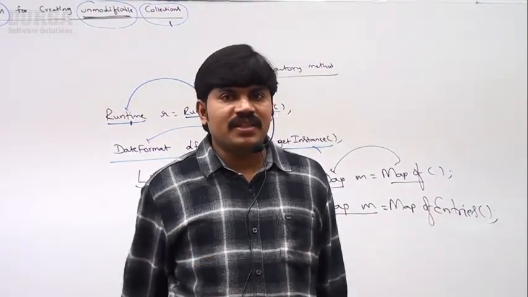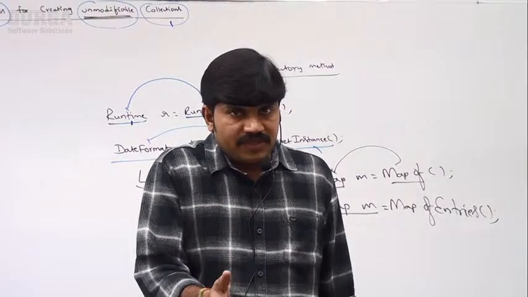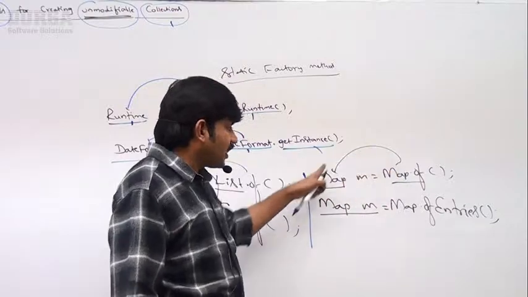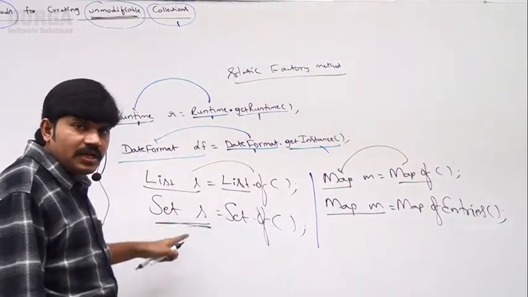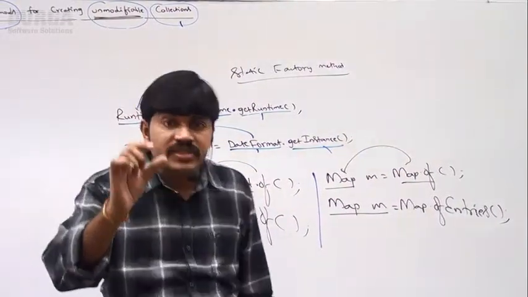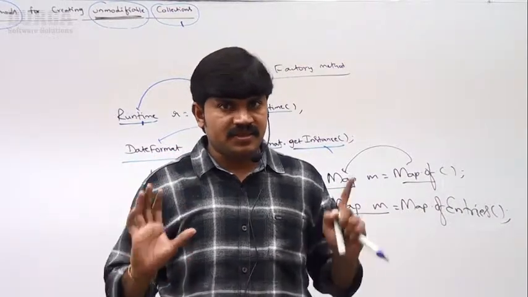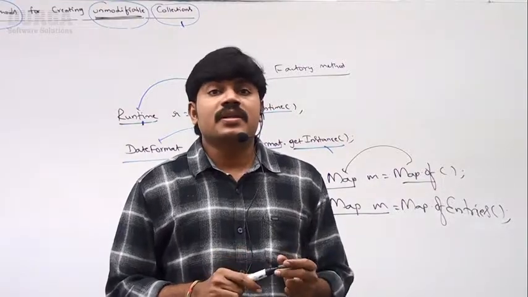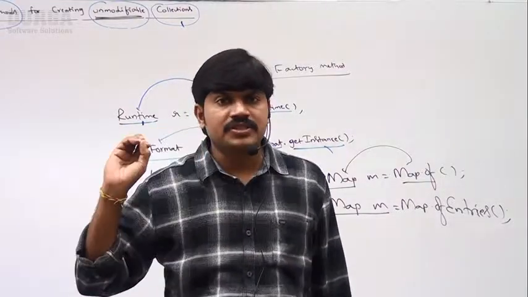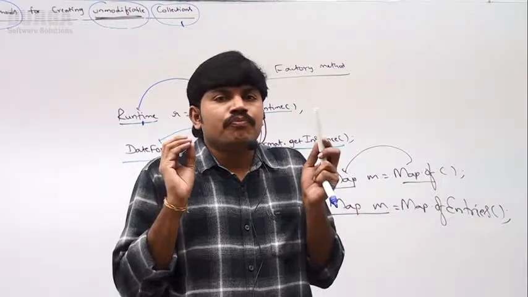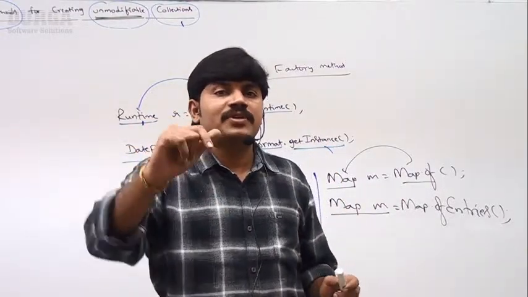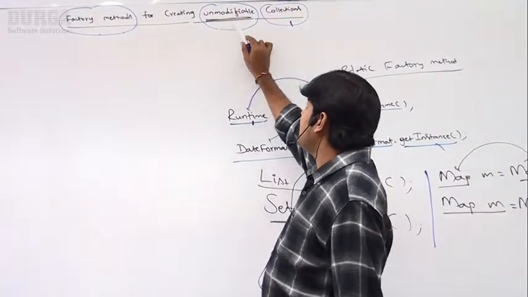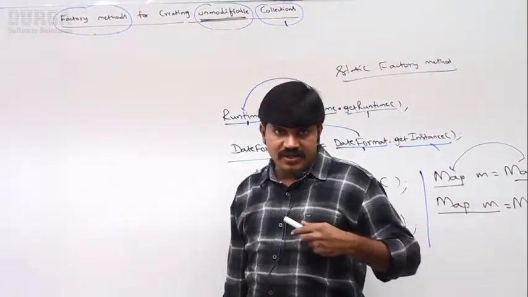So what is a factory method, sir? By using a class name or interface name, if we are calling a method and that method returns the same type object, such methods are called static factory methods. Clear? So, as part of the Java 1.9 new features, we have to talk about one beautiful concept to simplify programmers' life. What is that concept? Factory methods for creating unmodifiable collections. That is our topic.